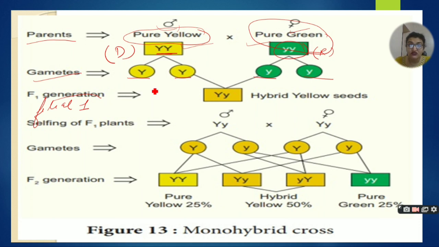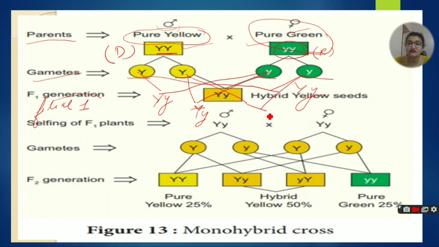Now, when the cross was done between these two gametes, Mendel got capital Y and small y. When this was crossed with this, he got a capital Y and a small y. Again, each time he got a capital Y and a small y. So these were the four combinations that he got, all capital Y small y. These were the F1 generation.